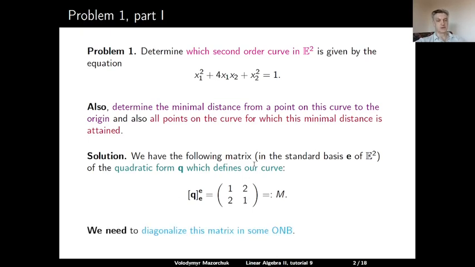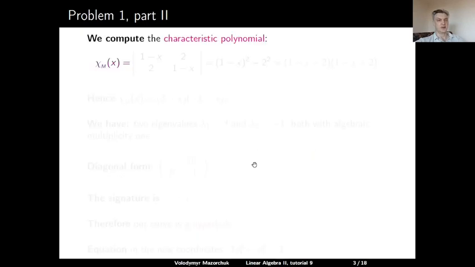And in order to solve the problem, we need to diagonalize this matrix in some orthonormal basis. So let's start by computing the characteristic polynomial of this matrix. So this is a determinant of the matrix 1 minus x, 2, 2, 1 minus x. So this determinant is equal to (1 minus x) squared minus 2 squared. So this is a difference of two squares. So this is equal to (1 minus x minus 2) times (1 minus x plus 2).